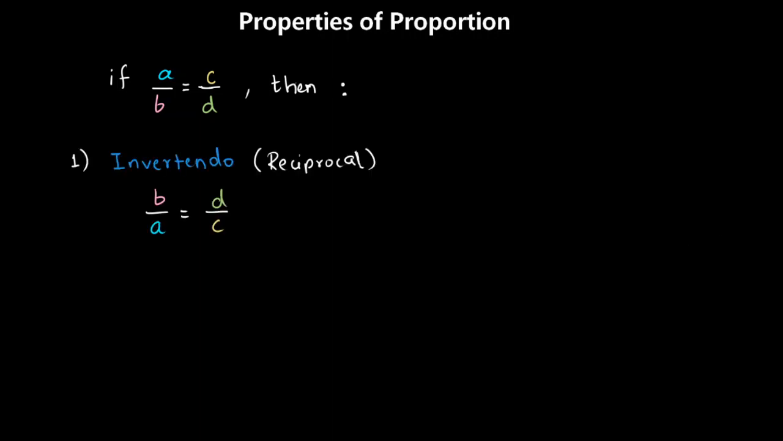The first property is invertendo. It's basically just taking the reciprocal of the given ratios. For example, if I have 4 upon 3, which is equal to, let's say, 12 upon 9, if I were to apply invertendo, I could say 3 upon 4 is equal to 9 upon 12, right? It's basically just taking the reciprocal on both the sides.